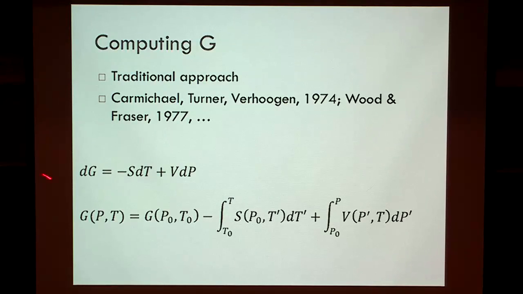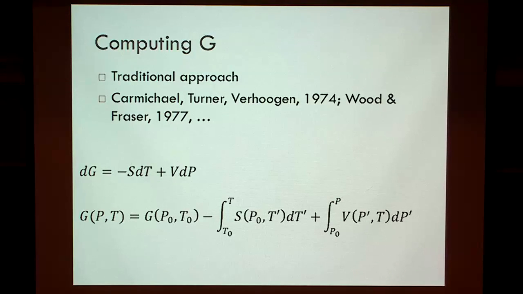And you can integrate this. This is one way to integrate it. You say that the Gibbs free energy at pressure and temperature is related to the value at some reference pressure and temperature, say room conditions. Okay? And then some integral at 1 bar from the reference temperature up to the temperature of interest. Integrate the entropy over that. And then at high temperature, you integrate up in pressure from the reference pressure to the pressure of interest. Integrate the volume dP along that path. Okay?